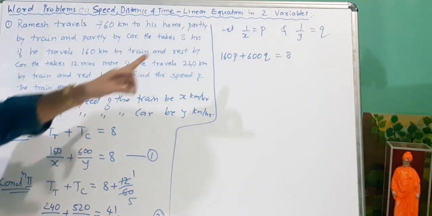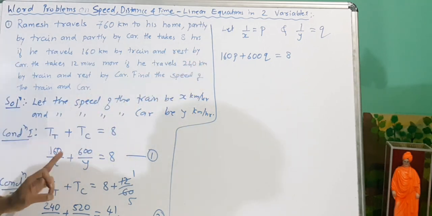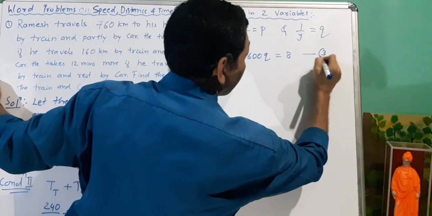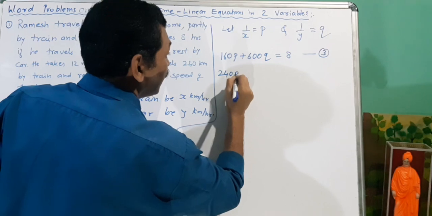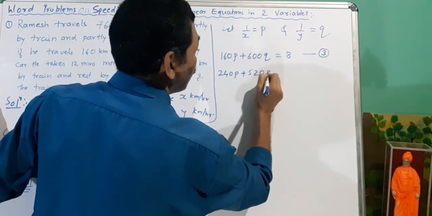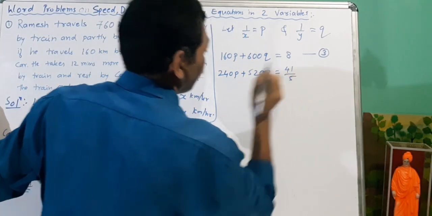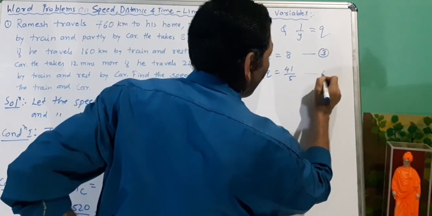If you have any difficulty with this, you can go to my earlier video on reducible equations, reducible to linear equations in two variables. Okay, so this is the condition. Based on this, equation 1 is converted into equation number 3, and then I'll go for this: 240p plus 520q is equal to 41 upon 5. Equation number 3, this is equation number 4.